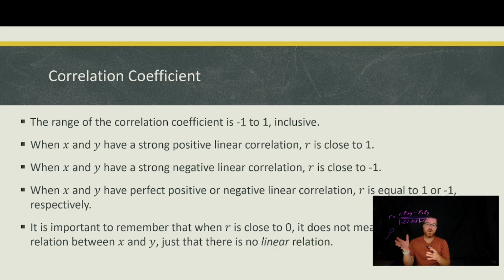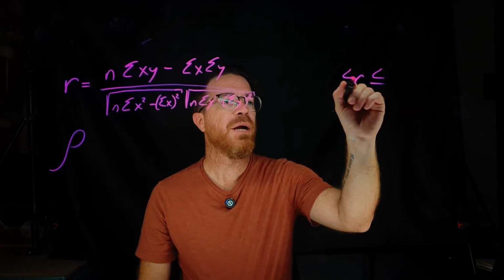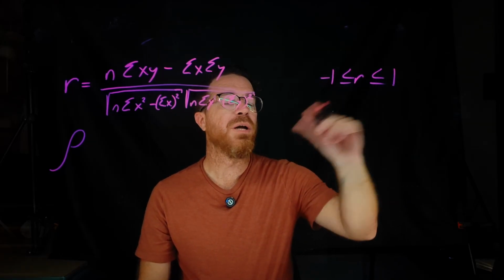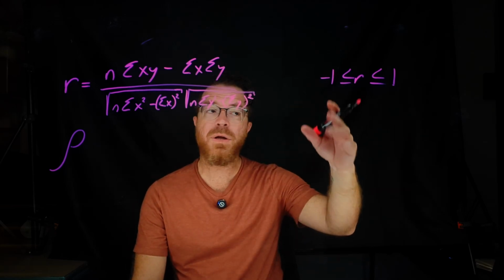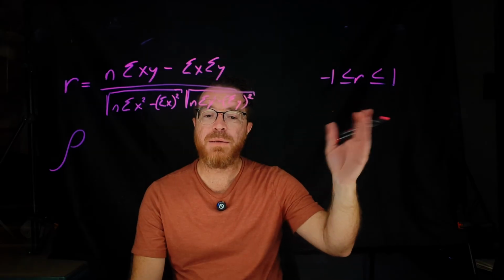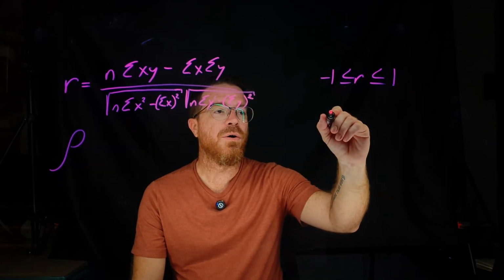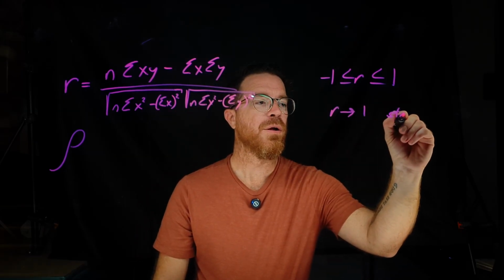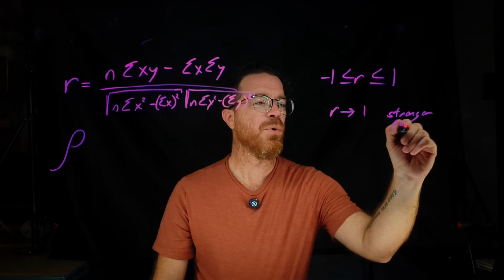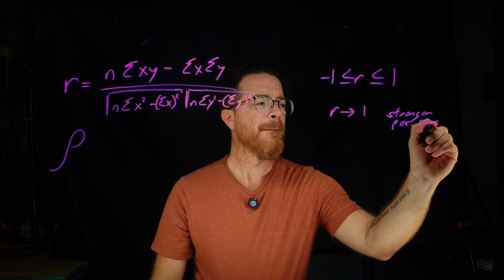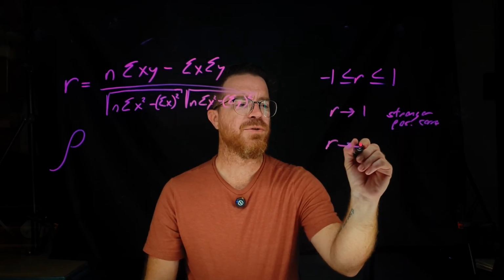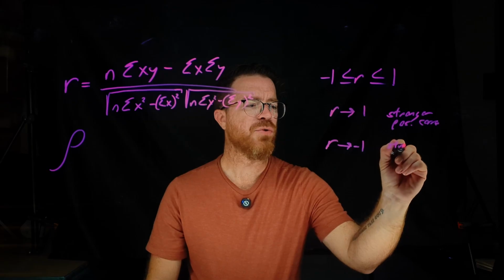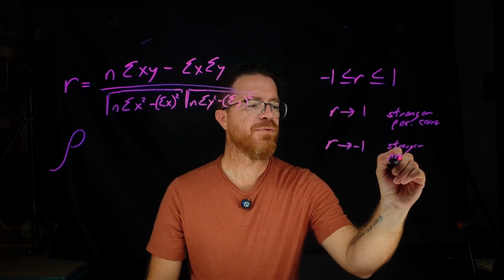The range of this correlation coefficient is that it can be anywhere between -1 and 1. So our correlation coefficient can be anywhere from -1 up to 1 inclusive. This means that R can be equal to -1, R can be equal to 1, or it can be any value in between. The closer R is to 1, the stronger the positive correlation. The closer that R gets to -1, the stronger the negative correlation.